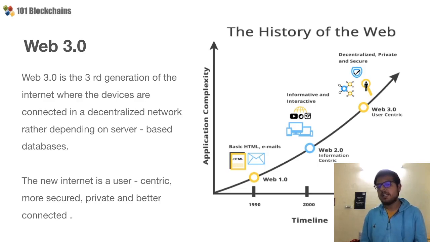Now comes a new idea, that is Web 3.0. Web 3.0 is the third generation of internet services where the devices are connected in a decentralized network rather than depending on a central server. As I already talked about what centralized, decentralized, and distributed networks are, the point is we don't want an entity which fails, so we have created a decentralized network. The new internet is user centric, more secure, private, and better connected.